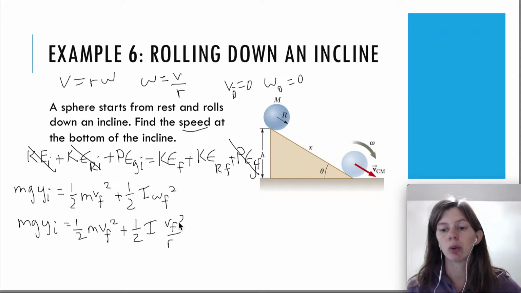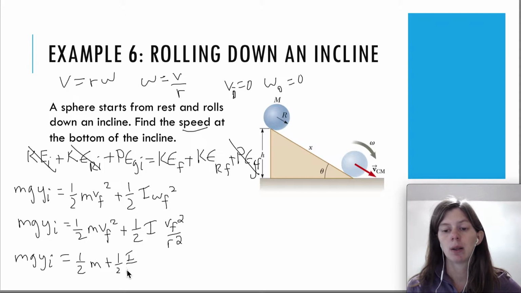So that means you have to square the v and the r. And now we can solve for vf. We're going to factor it out on the right-hand side. So we'll have mgy initial equals (1/2 m plus 1/2 I over r squared) and all of that times Vf squared. I factored out Vf squared from both terms.